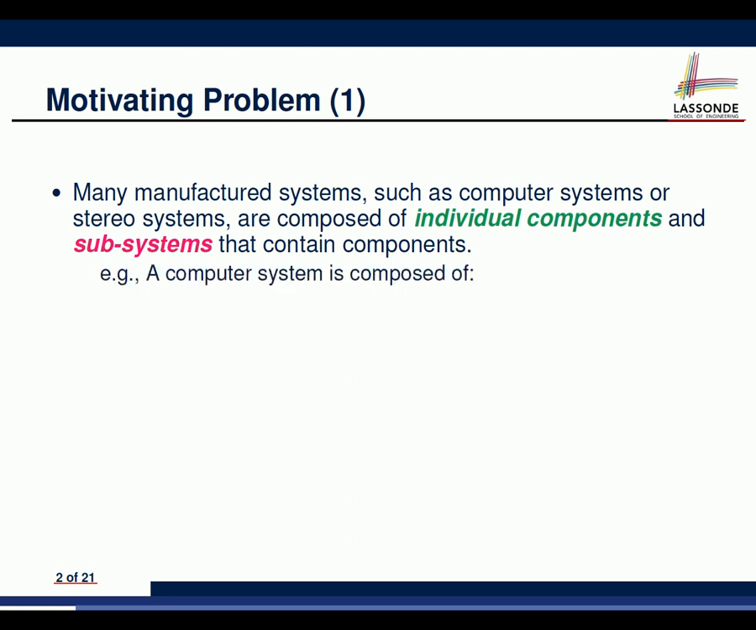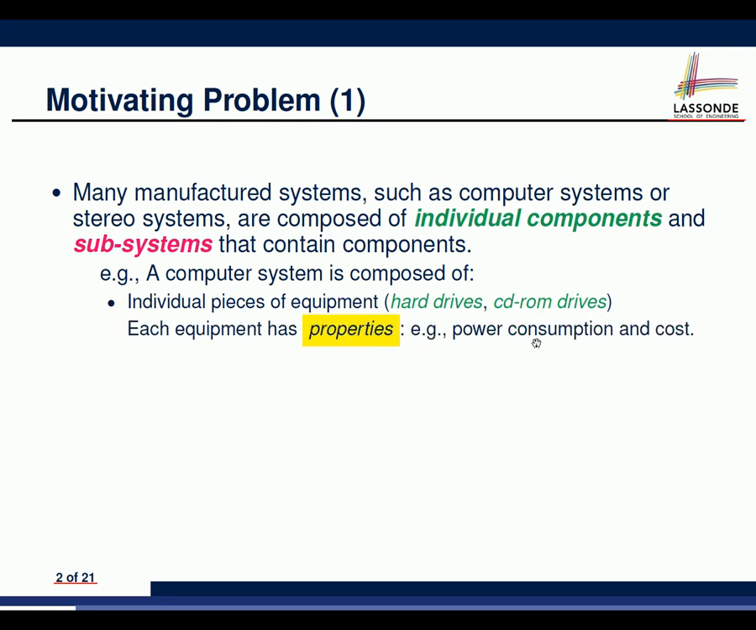Now, a computer system is composed of individual pieces of equipment. It can be a hard drive or a CD-ROM or DVD drive, which means a hard drive does not itself contain any further components. Also, each component might have some properties or features, like power consumption or price. Price is going to be something we try to focus on for this lecture.